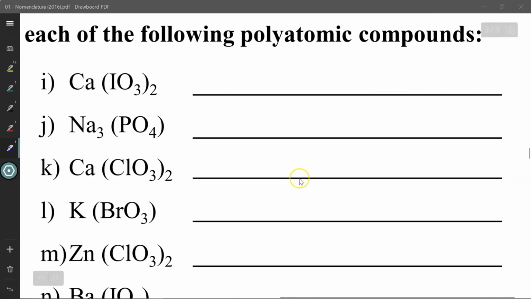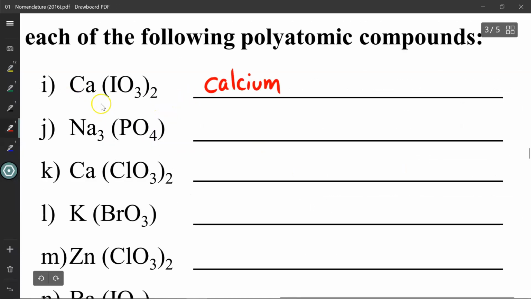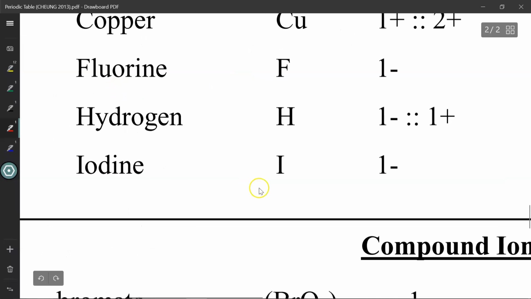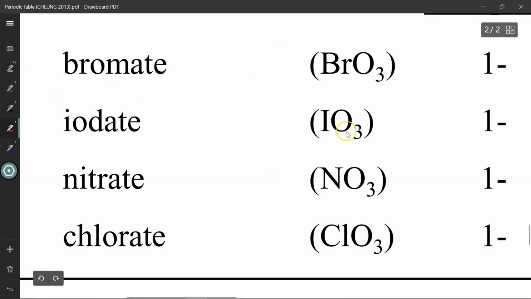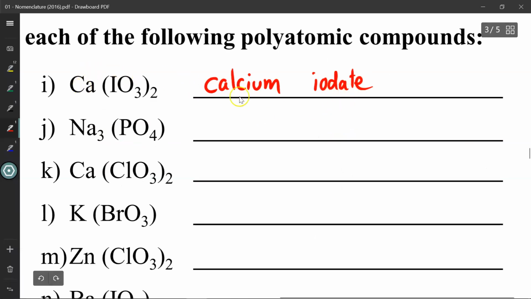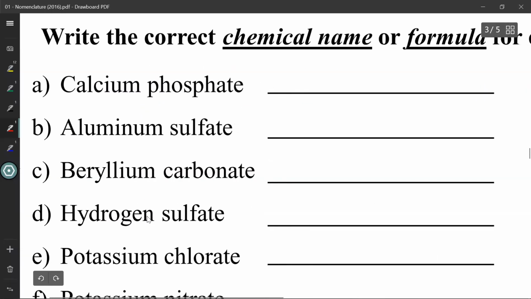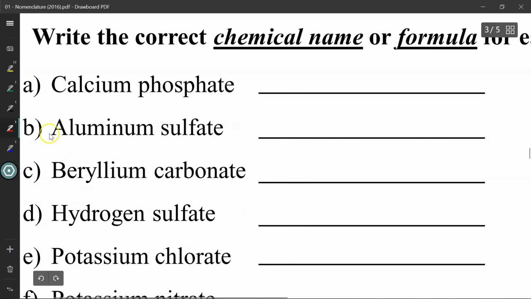All right, so let's try an example. Ca is a calcium, while the IO3 is not iodine, because that's just one iodine, but rather IO3 is iodate. So calcium, iodate. I think you can do the rest of these yourself. Let's go over to the other side where we're trying to find out the chemical formula from the chemical name.